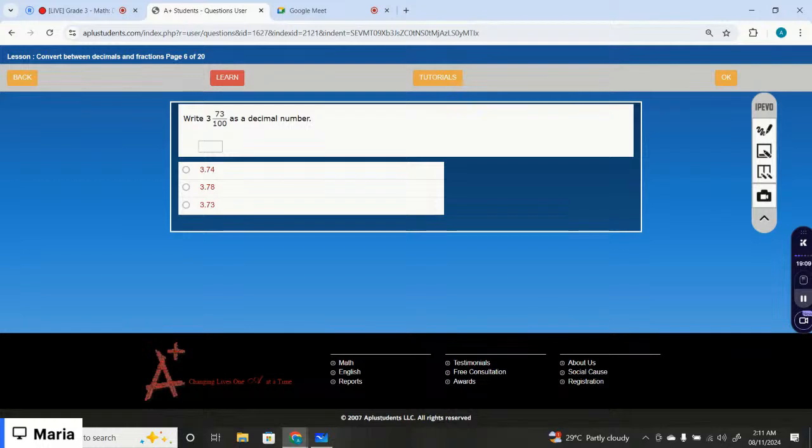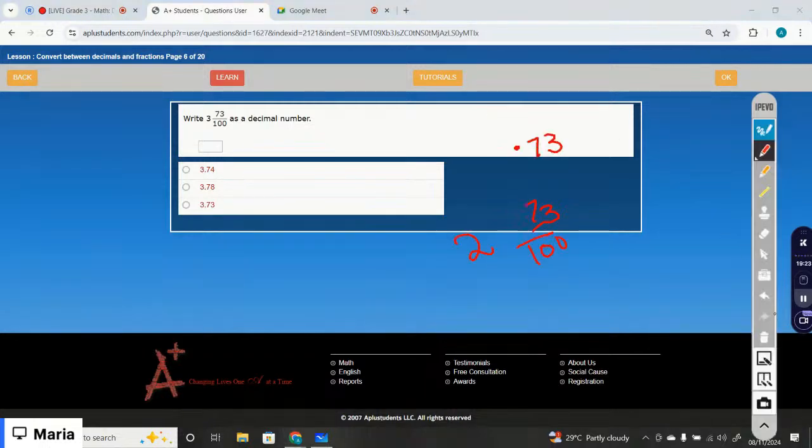Basically, you are given 3 whole 73 by 100, right? So 73 by 100. Just write 73 by 100 in its decimal form. So how do we write it? Wait, let me explain. 73 over 100, right? You have two zeros over here.